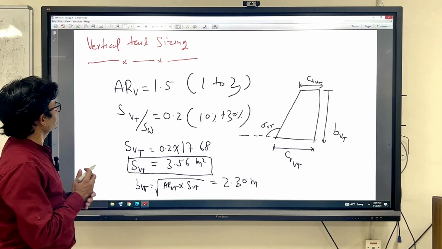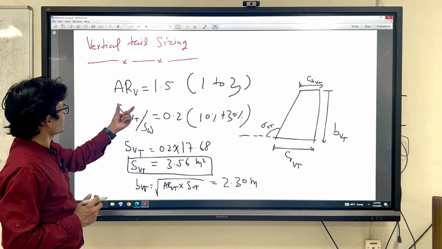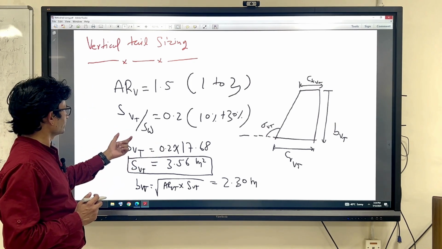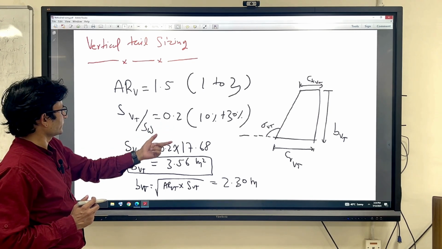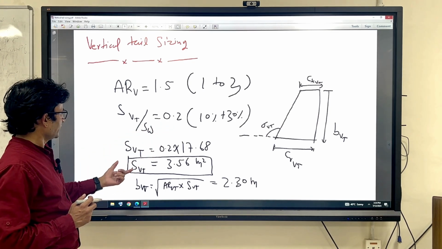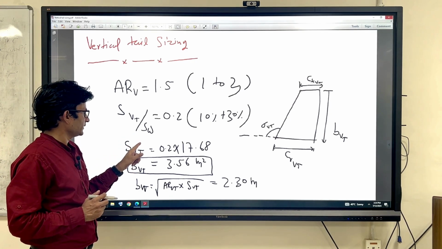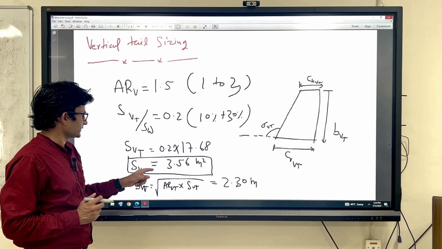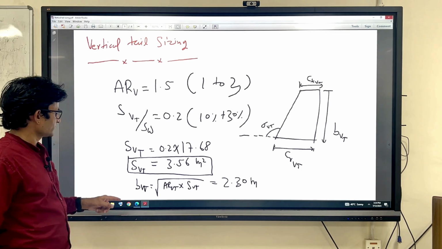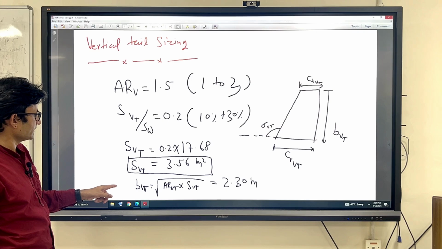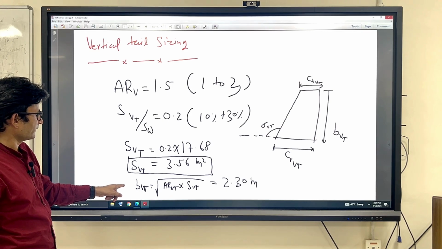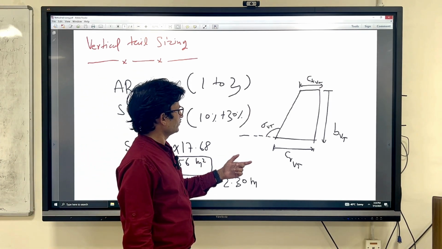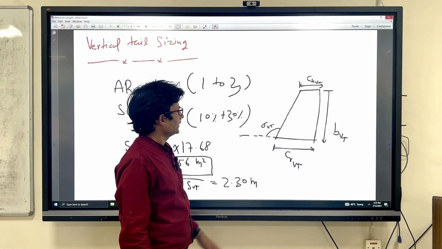Okay, so the procedure is similar. You select the aspect ratio first, and generally the range is 1 to 3, and you select the area ratio from the literature, from 10% to 30%. We have taken 20 percent, and since we already know the wing area, you can find out the vertical tail area. Now in our case it is coming 3.56, and use this relation, aspect ratio equals b squared by S. You will find out the span of the vertical tail.